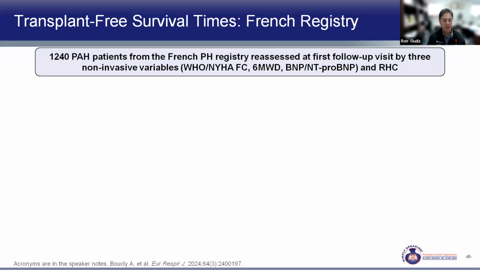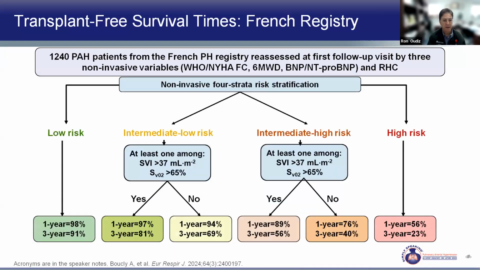The French have a registry. They have a system of monitoring every patient in the country. So in this particular study, 1,240 patients were looked at, and they looked at the 4 strata risk assessment in these patients and the right heart cath on top of that. So if you had patients that were in the intermediate low or the intermediate high risk, and you added one of either the stroke volume index or the mixed venous O2, they call it the SvO2 over there in Europe, and it's favorable, then your survival is pretty good.